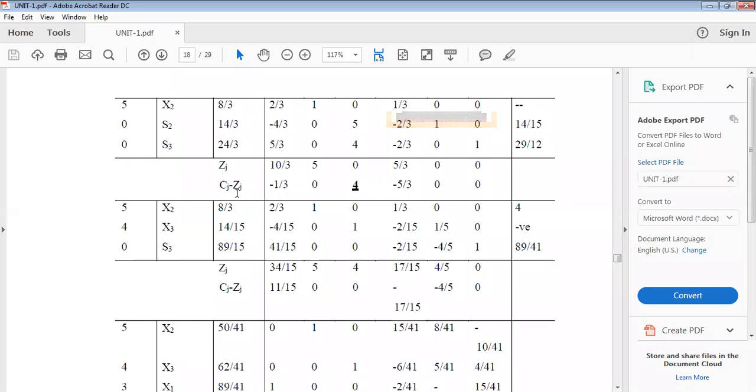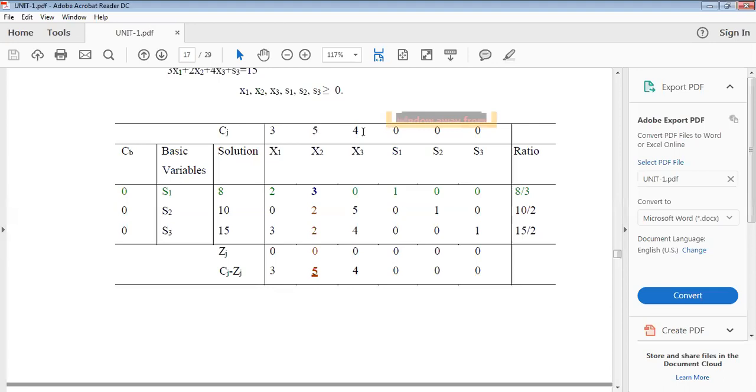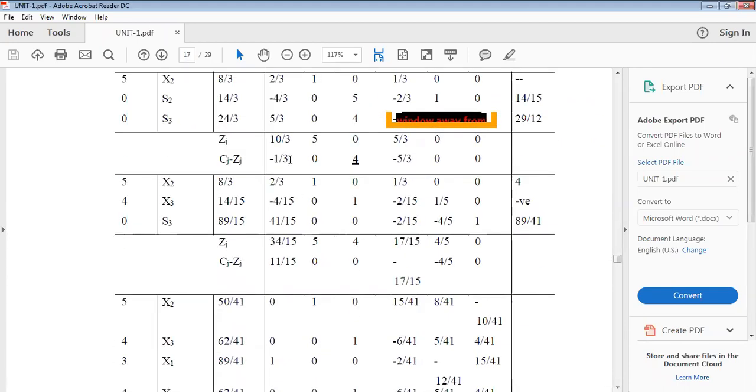So this is CJ minus ZJ. The CJ values are nothing but 3, 4, 5 here. Remaining are zeros. 3, 5, 4 are the elements. So 3 minus 10 by 3, 5 minus 5 is 0, and 4 minus 0 is 4. So 3 minus 10 by 3, how much will it become? Minus 1 by 3. And 5 minus 5 is automatically 0. And 4 minus 0 comes as 4.